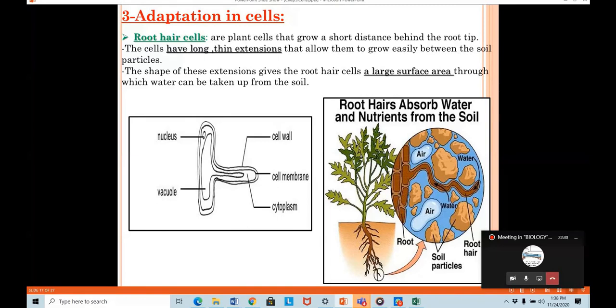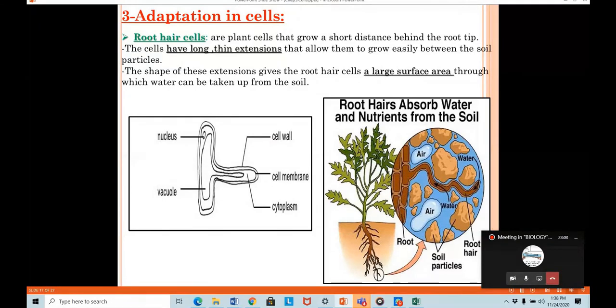Okay, so with this we are done with the animal cells. Now we will talk about the adaptation of the plant cells, which is the root hair cell. So these, as the name suggests, are the cells which are present in the root hairs, in these structures over here. Can you see the root hairs like this? The root hair cells are plant cells that grow a short distance behind the root tip over here like this. And the cells have long thin extensions that allow them to grow easily between the soil particles. These are the ones which penetrate inside the soil, and they also absorb the nutrients and the various mineral ions from the soil.